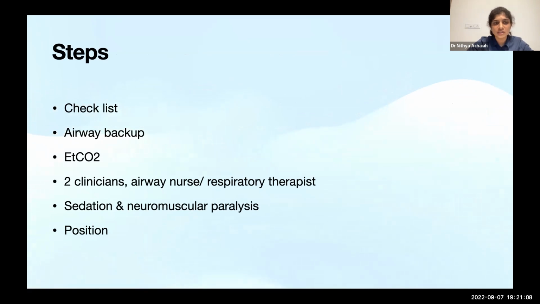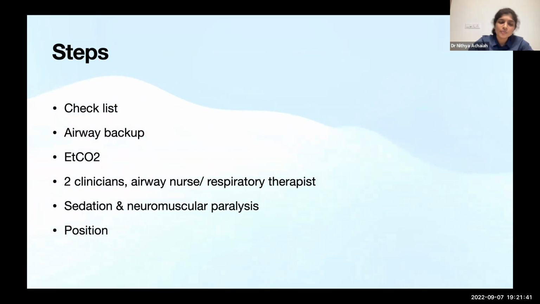So how do you do the tracheostomy? It's always better to have a checklist. So you keep a checklist for the tracheostomy and make sure that all the instruments required for tracheostomy are available at the bedside. The airway card should be there, airway backup should be there. ETCO2 is required. Also, 2 clinicians should be there, especially if we're doing a bronchoscope guided technique. Airway nurse or respiratory therapist should be available. The patient should be well sedated and paralyzed with a neuromuscular blocking agent.